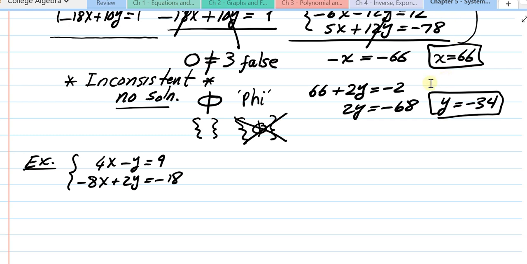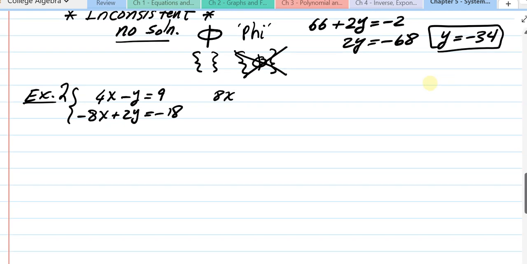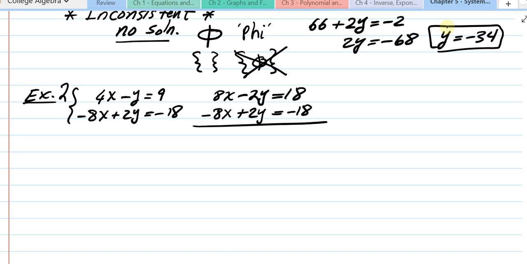Now, let's say we didn't catch this, and I want to eliminate the variable y here. So how would I do that? Multiply the first equation by 2. We get 2 times 4 is 8x, 2 times negative y is negative 2y, and 2 times 9 is 18. The second equation is negative 8x plus 2y, and that is equal to negative 18. And let's add together now.